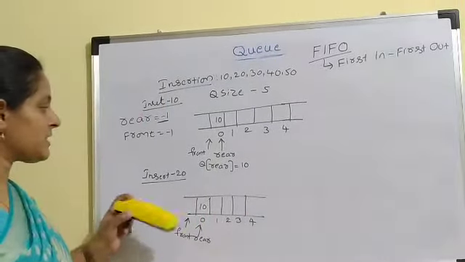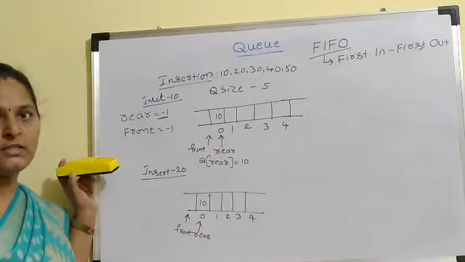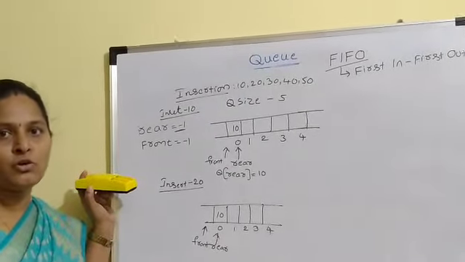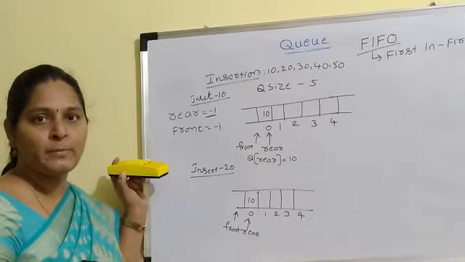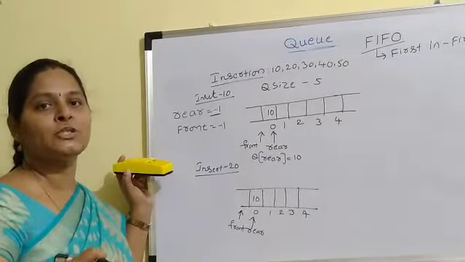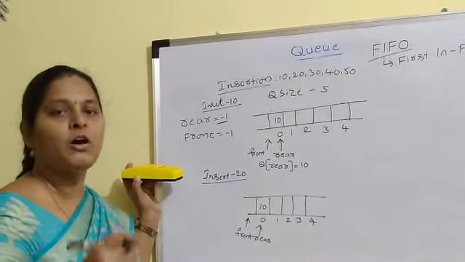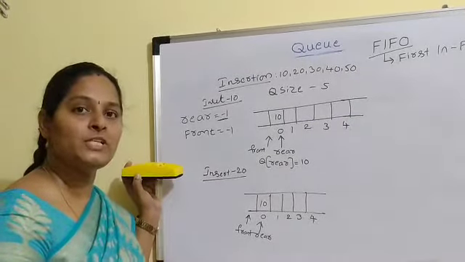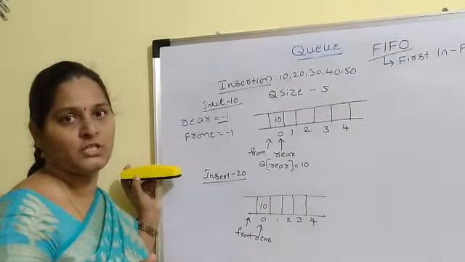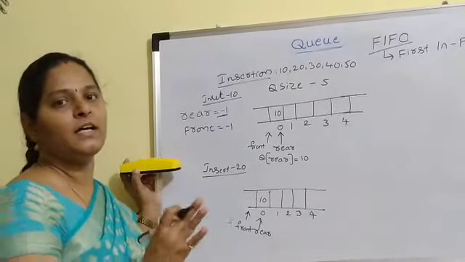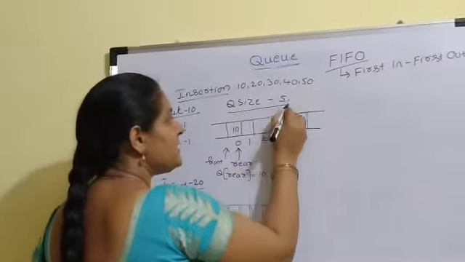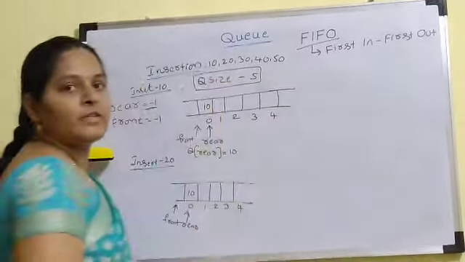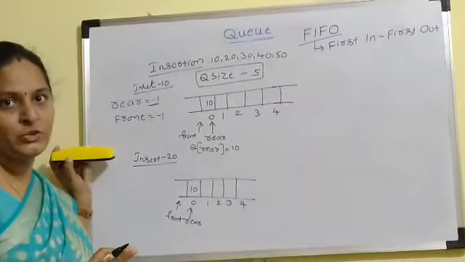Let us see here, just check whether the queue is full or not. So how to check the queue is full or not? When the queue becomes full, whenever your rear pointer reaches the maximum position, or whenever the rear pointer position is greater than the maximum position, then that indicates that the queue is full. Now see, here our queue size is 5. That means 5 elements we can store.